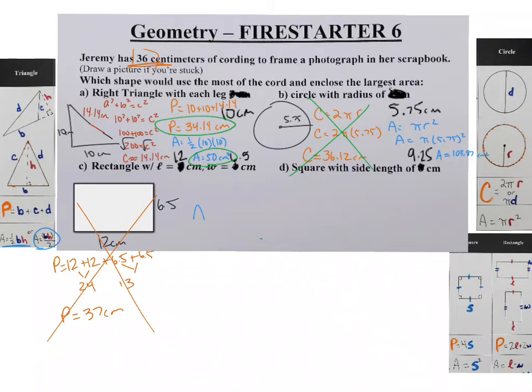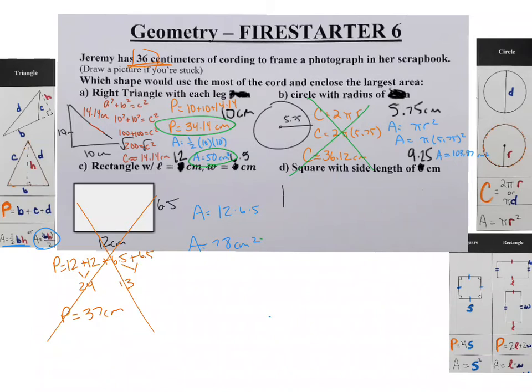Now just to be a little extra, we're going to do my area, 12 times 6.5. I end up with 78. So my area is 78 square centimeters. But once again, that's not going to help me because it doesn't work.